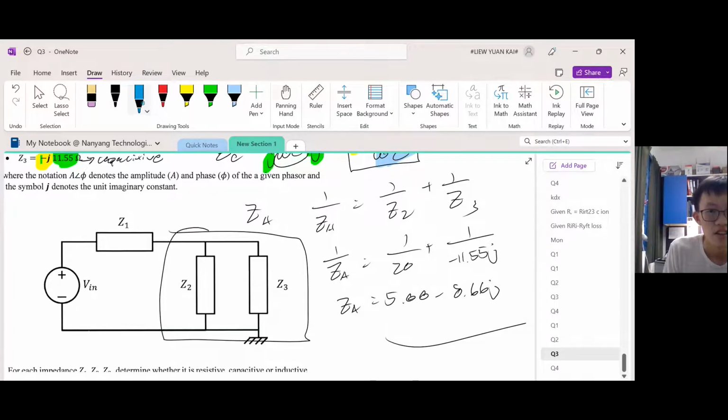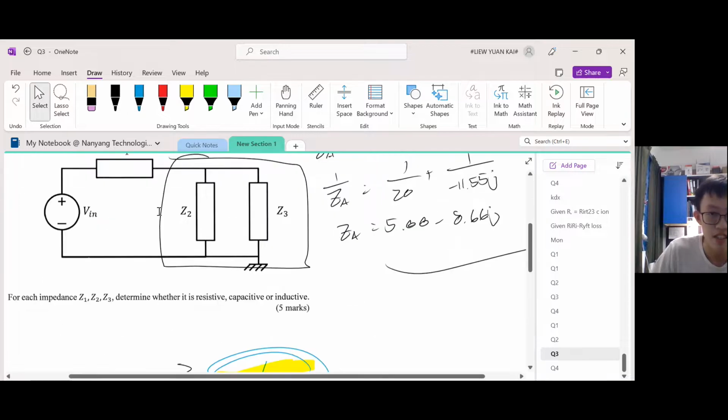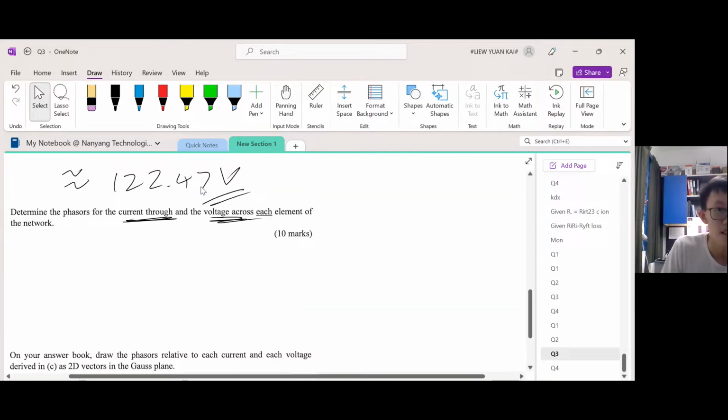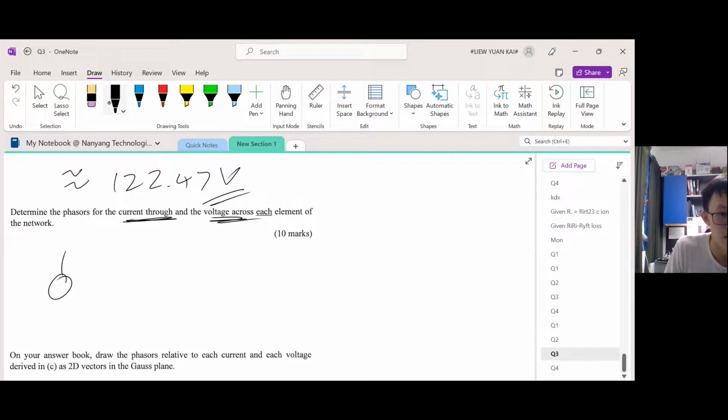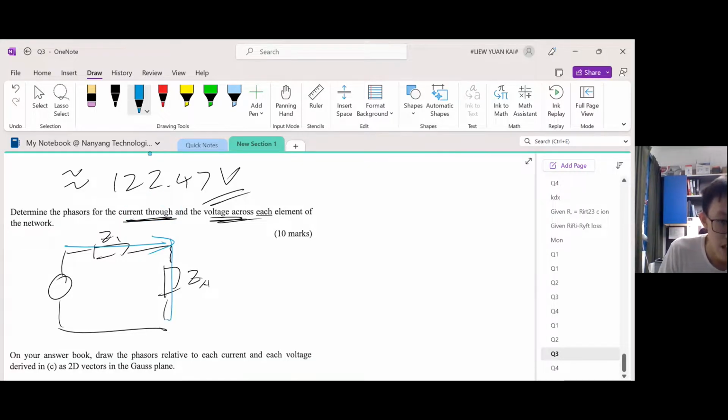Now you see, we can simplify this circuit. So we can simplify it like this. This is the source, Z1, and then this is ZA. So you see, we want to find the current through Z1, right? The current through Z1 is actually also the current through ZA. So it's the total current of the entire system. The total current. So let us find the total current then.